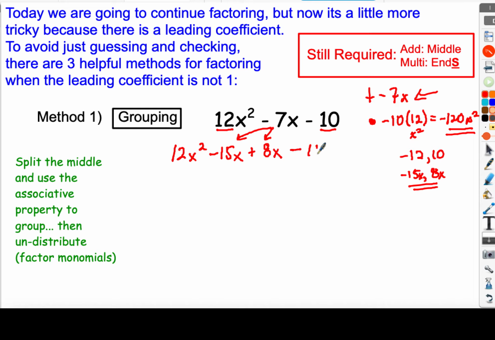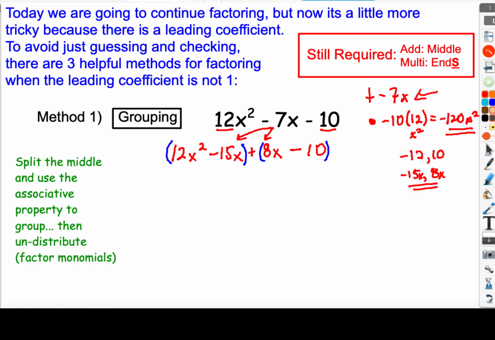And then don't forget your negative 10 when you're done. Now we'll get the name here. We call it grouping for a reason. I'm going to group the first two, and I'm going to group the last two. Notice I'm leaving that plus sign in between them. It's really just all added together. But by grouping them, we're going to sort of narrow down what we're looking at.